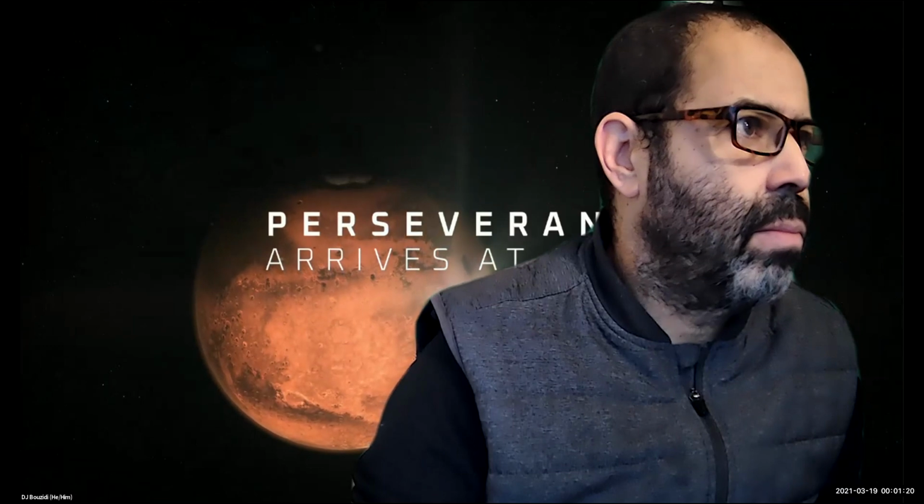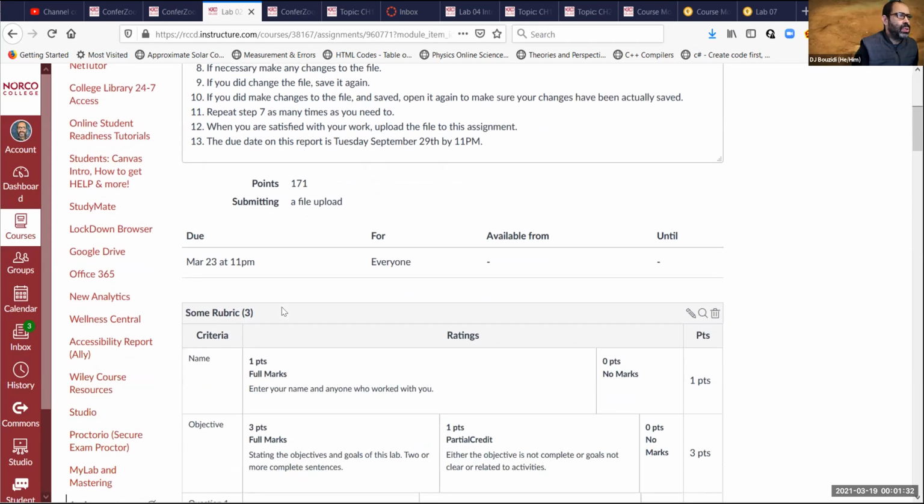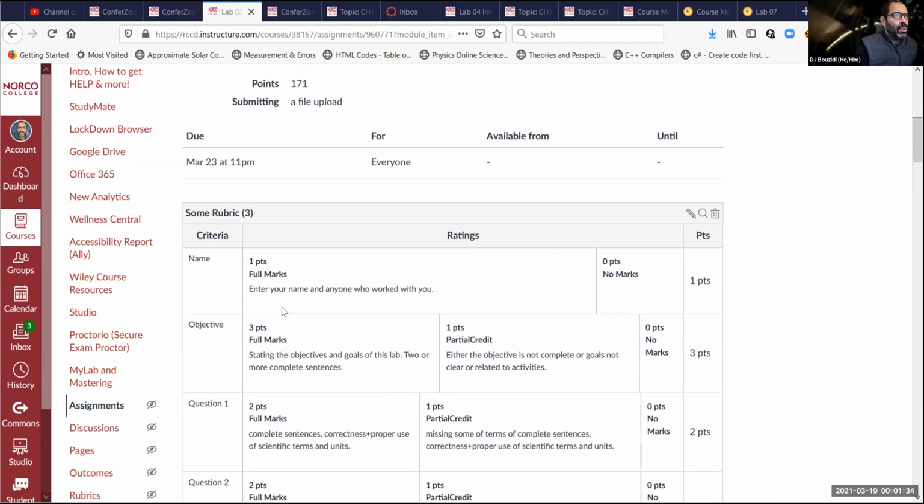Share lab 2. Again, this is out of 171 points. If you're wondering how you are going to get 171 points, easy. All you have to do is look at the rubric, which is really going to be your guidelines on what you need to do. Every single point on how this is graded is in here.